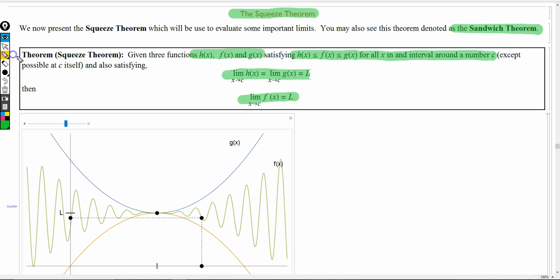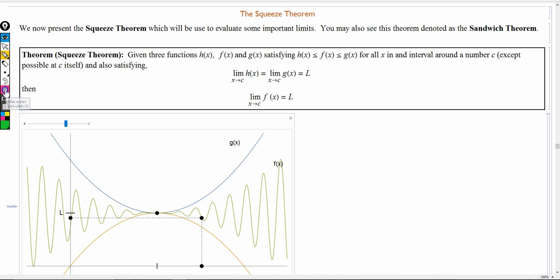Now this makes sense if you think about it, because what we're saying is h is approaching L as x approaches c, g is approaching L as well, and f is sandwiched in between them, so its limit is being squeezed towards the number L as well. Right, so it makes sense when you think about it. Now let's take a look at a graphic down here illustrating this.